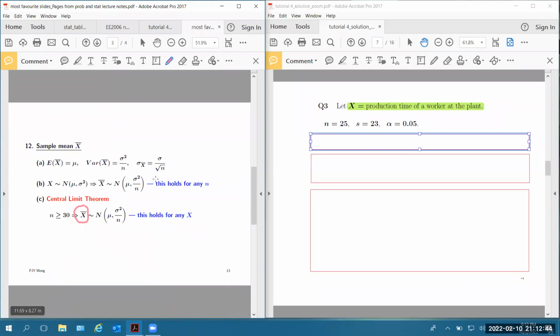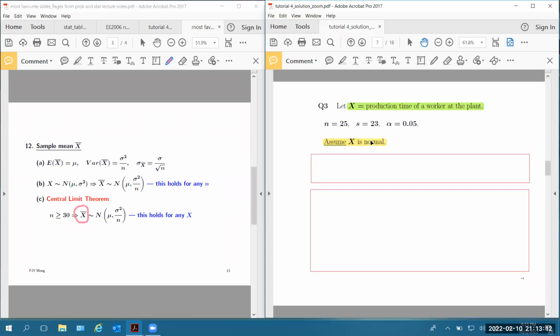So what do you do here? How do you get X normal? Just assume. Yes, just go and assume. So don't use central limit theorem. Even though our n here is 25, even if I change the number to 35, we also cannot use central limit theorem, because central limit theorem is for X bar. So the only thing you can do here is just to assume X is normal. It's very easy.